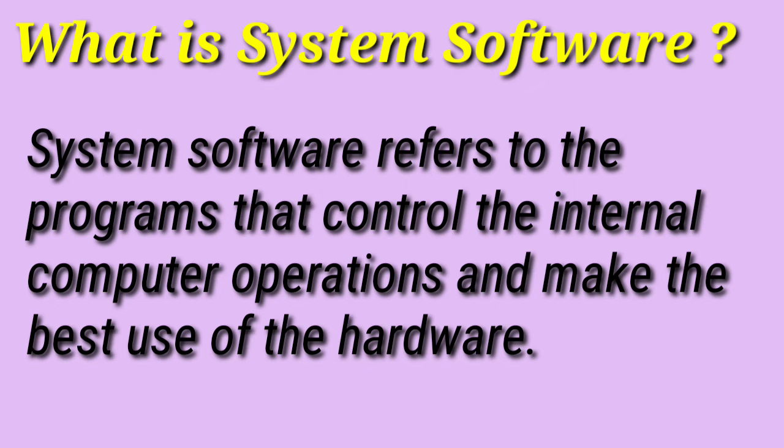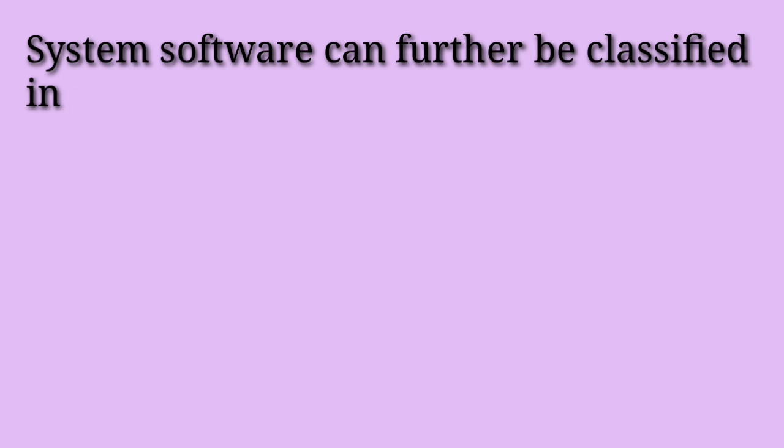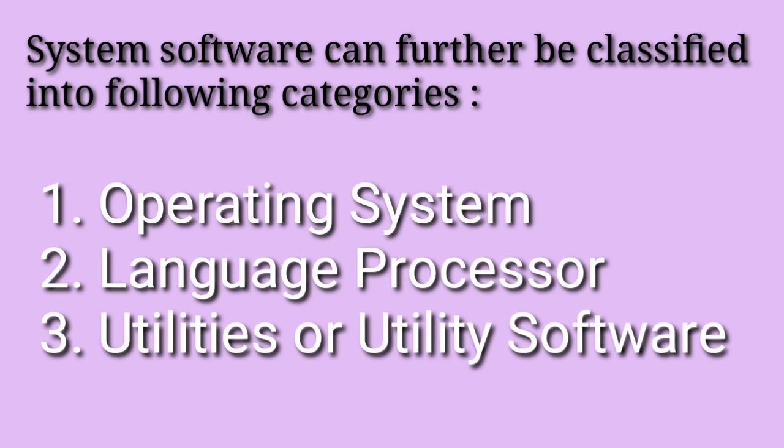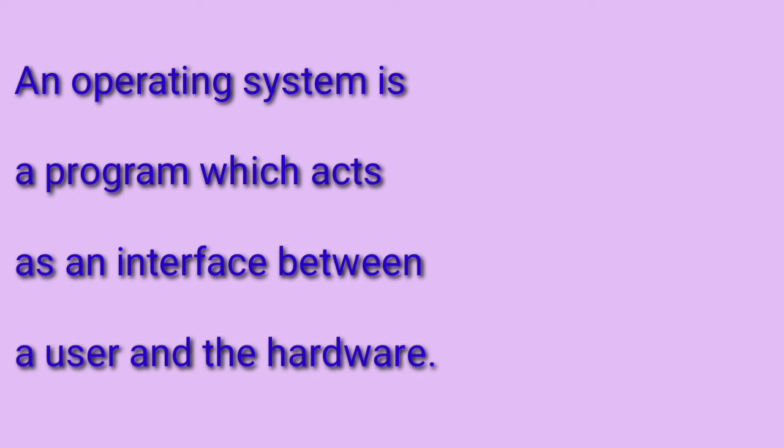So system software is further classified into the following categories. The first one is the operating system. Then there are language processors, meaning the translators, which include compiler, assembler and interpreter. And then there are utility software. Now let us understand the first category of system software, which is the operating system.